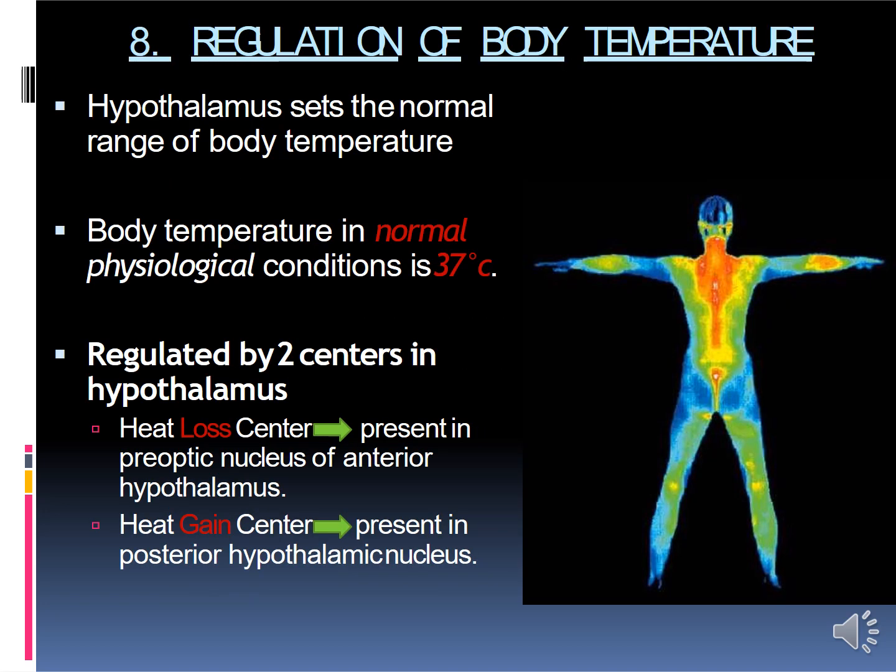Regulation of body temperature. The hypothalamus sets the normal range of body temperature. The body temperature in normal physiological condition is 37 degrees Celsius. It is regulated by two centers in the hypothalamus, the heat loss center and the heat gain center. The heat loss center is present in the preoptic nucleus of the anterior hypothalamus. The heat gain center is present in the posterior hypothalamic nucleus.